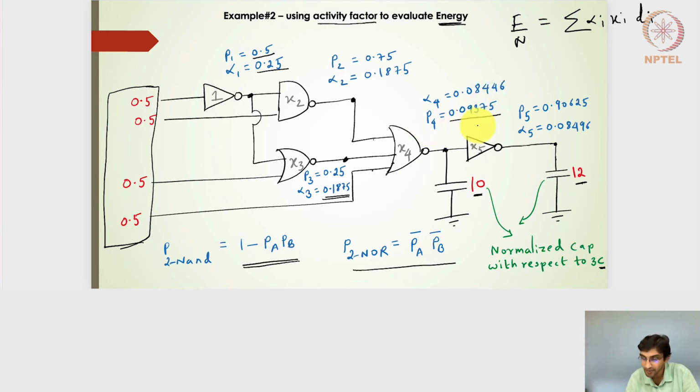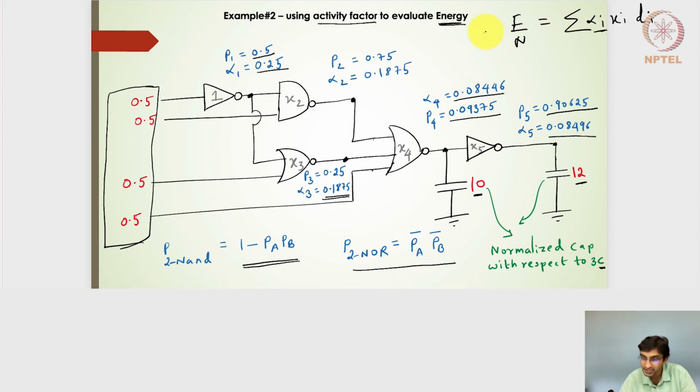And once I have the probability here, I should be able to find the probability at the output of the inverter, which is also the final output of this particular circuit. It turns out to be nothing but the complement of this, because it's inverter logic. So I will have 0.90625. And its activity factor will be nothing but the same as this one, 0.08496.